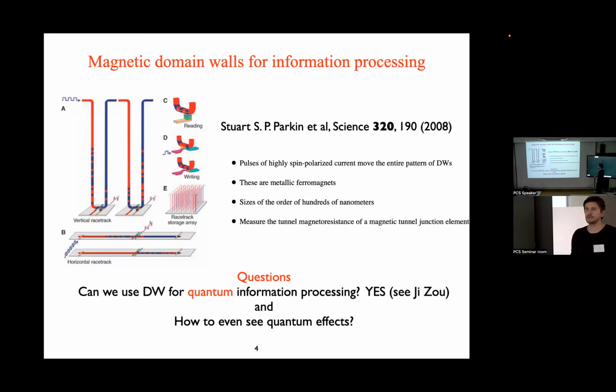And what I want to see first is if we can use the domain wall to do quantum information processing, and that's what Jizu was talking about, that you can consider the quantum regime where these domain walls harbor some levels. And more importantly, before doing any quantum information processing, the question is, do you see any quantum effects? That would be the natural question, right? I think it's very nice to do some quantum information processing, but first we need to demonstrate quantum effects.